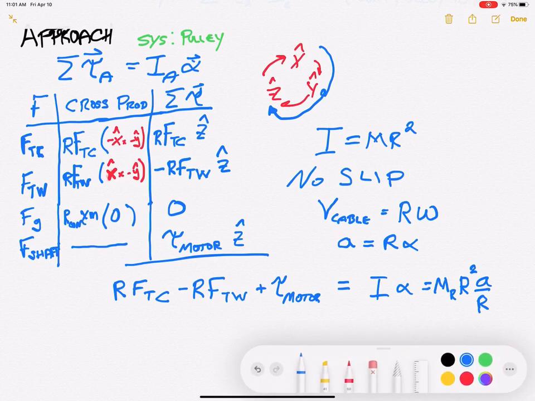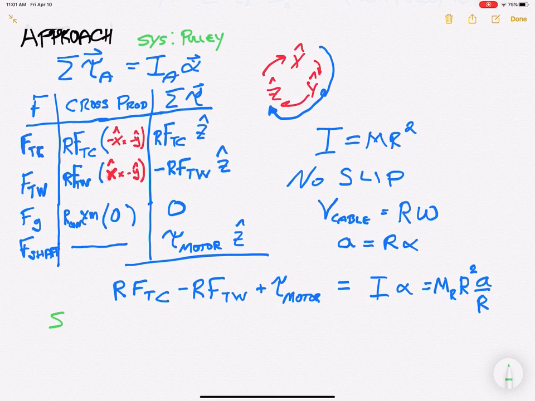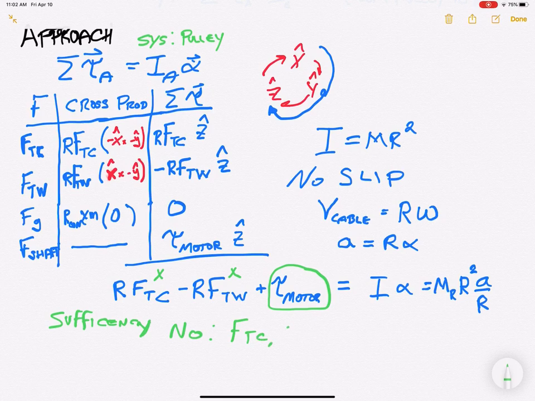Sufficiency, always a good question. So let's check. Do we know the force tension on the car? We don't, because there's an acceleration on the car, which means there's an acceleration associated with the counterweight. This is what we're hoping to find. And we know I, and we know the radius, and we know the mass of the ring, and we know the acceleration. So we do not have sufficiency. No. We need to find these two forces.